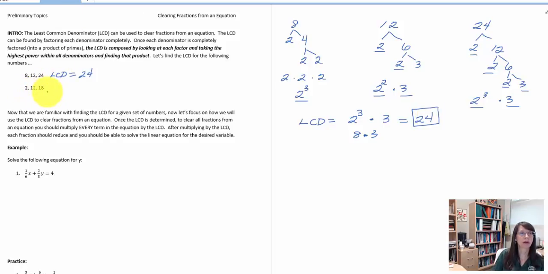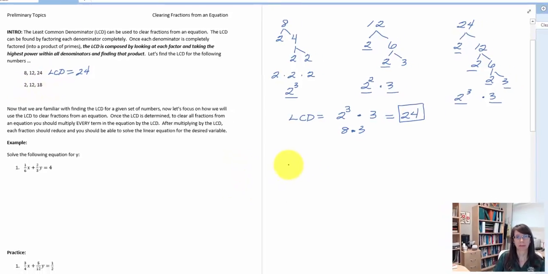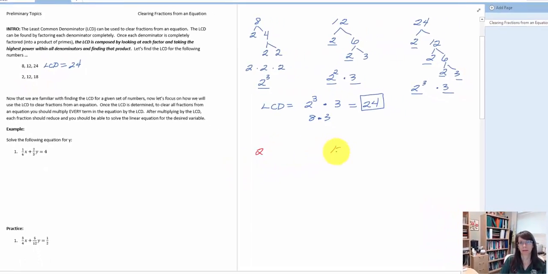Next, we're using 2, 12, and 18. So if you find it difficult to track your way through these factor trees looking for all those 2's and 3's, I'm going to show another technique that you might like, and I call it the factor ladder. So I'm going to consider factors of 2. Well, 2 already is prime, so I don't need to do anything else with 2.